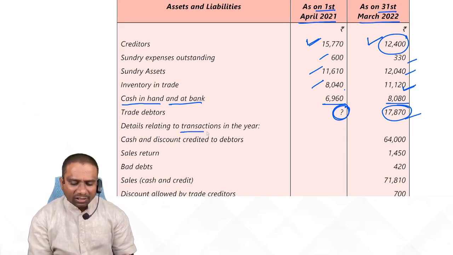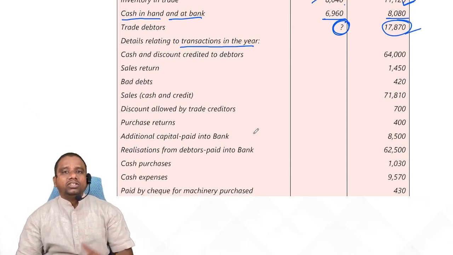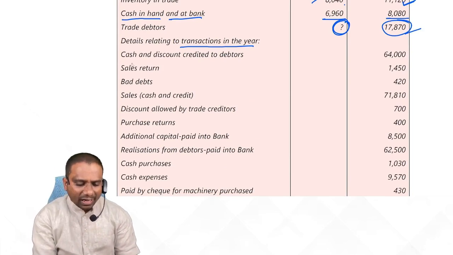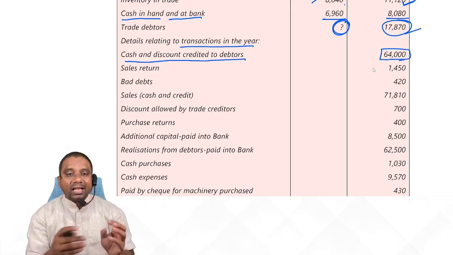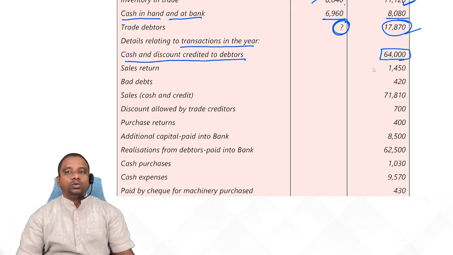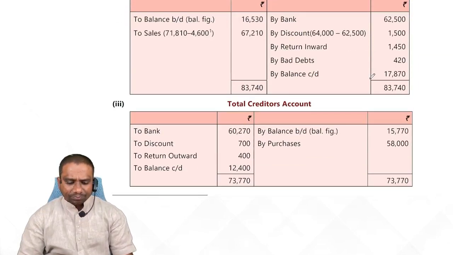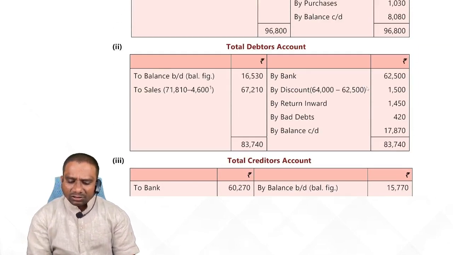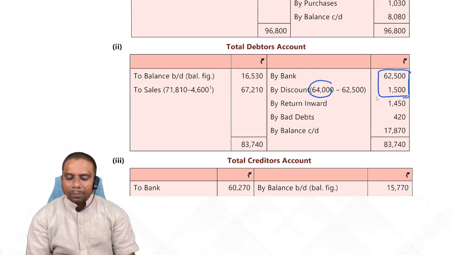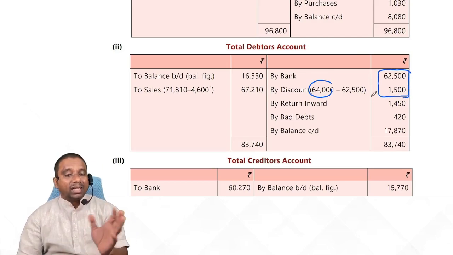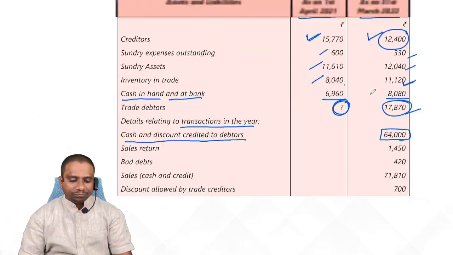Next, details relating to transactions during the year. Observe. Cash and discount credited to debtors 64,000 means go to debtors account, credit side, observe 64,000 rupees. They have bifurcated the 64, they said cash and discount. Cash and discount, observe.